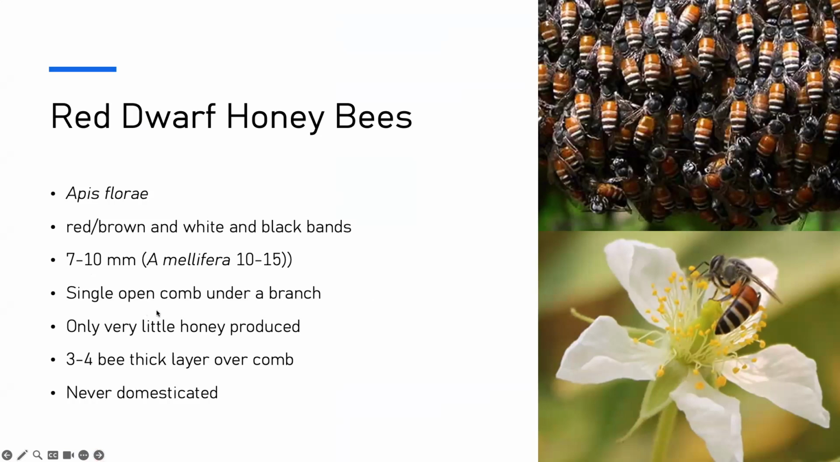It has an open comb under a branch, forms colonies, but it forms just one big comb that hangs under a branch, not unlike the giant honeybee in Asia, but this is a much smaller one. It produces very little honey and moves quite fast and abandons the colony quite fast as it reproduces. It has never been domesticated as such, and it's just a wild bee, quite prevalent in big parts of Asia.